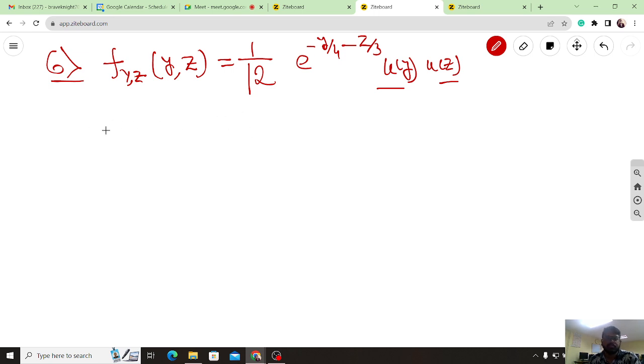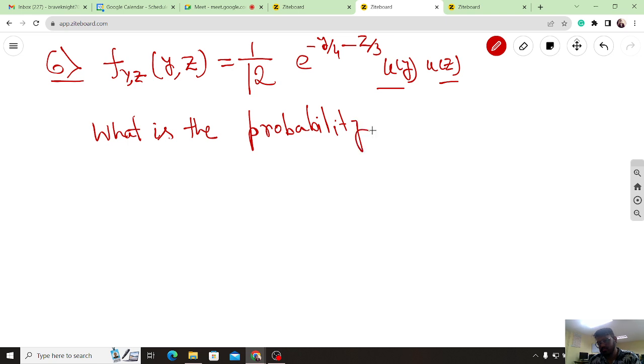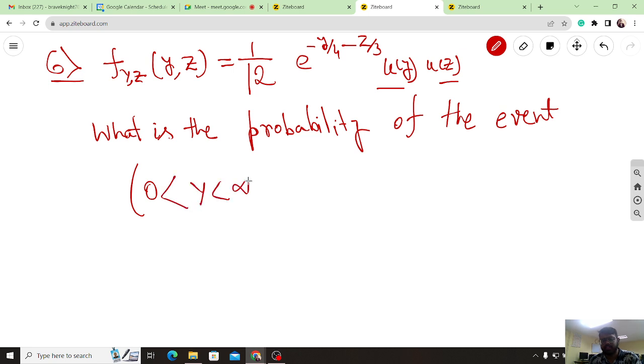And from this we have to comment what is the probability of the event zero less than y less than infinite and z less than -2. What is the probability of this event?